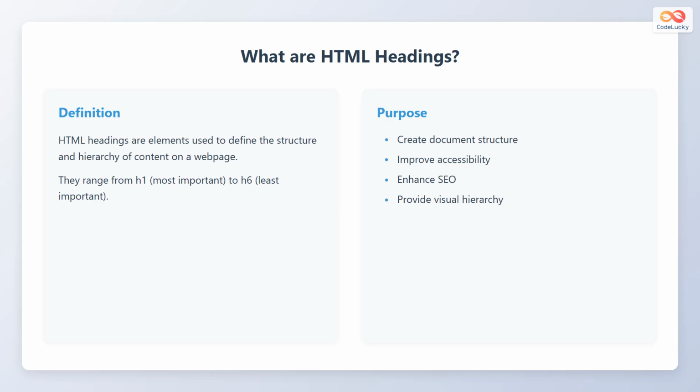HTML headings are elements used to define the structure and hierarchy of content on a web page. They range from h1, which is the most important, to h6, which is the least important. The purpose of HTML headings is to create document structure, improve accessibility for users with disabilities, enhance search engine optimization, and provide a clear visual hierarchy on your web page.